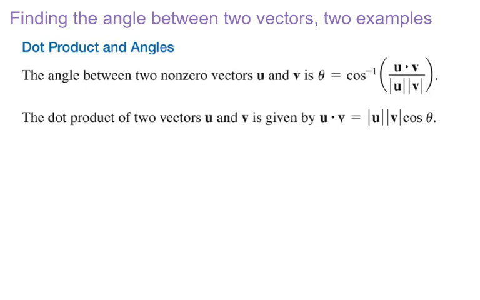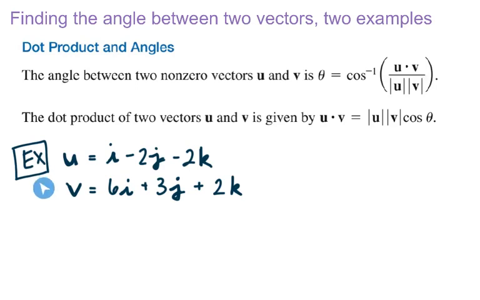In the previous video, we talked about the formula for finding the angle between two vectors, as well as the fact that the dot product of two vectors u and v can be written in this manner. u dot v equals the magnitude of u times the magnitude of v times cosine of the angle between u and v.